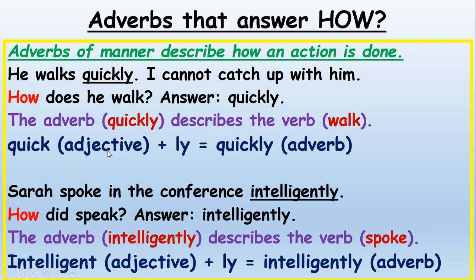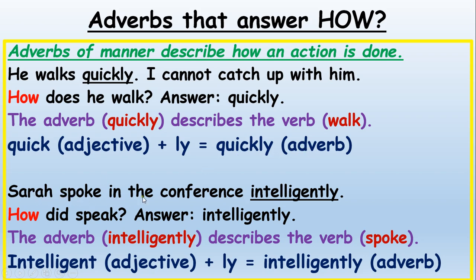Quick is an adjective. When we added ly in the end, it became an adverb. So quickly ends with ly. Words that mostly end with ly are usually adverbs.